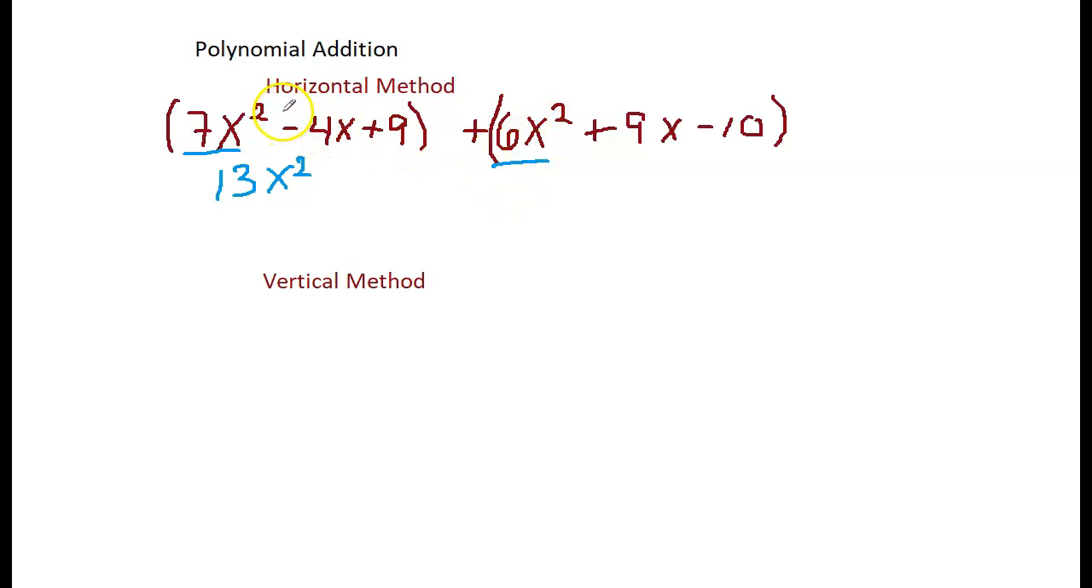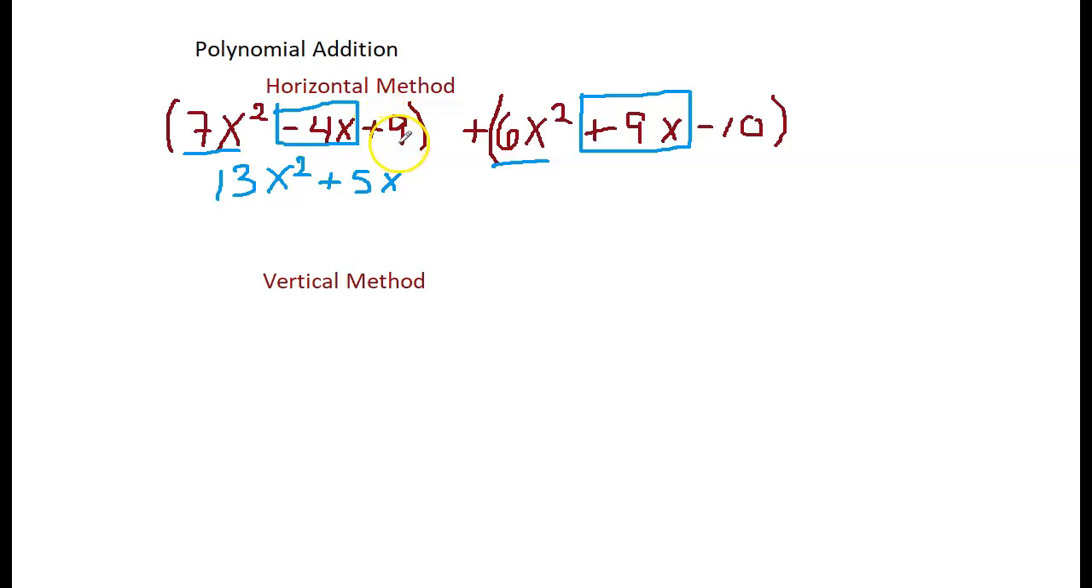Okay? Then I'm going to look at the next term. I have minus 4x. Okay, I look in the other polynomial to see are there any x's to the first power, and there are. I have a plus 9x. So I can take minus 4x plus 9x. So when you take negative 4x plus 9x, that gives you plus 5x.